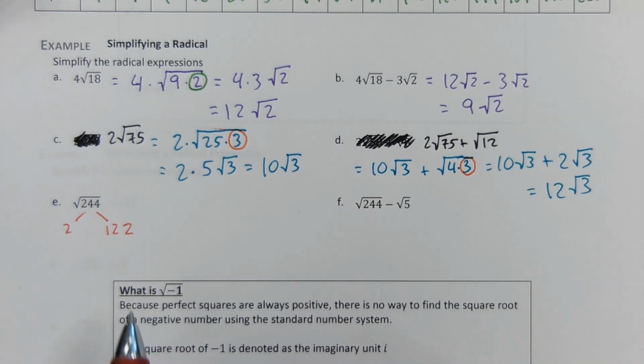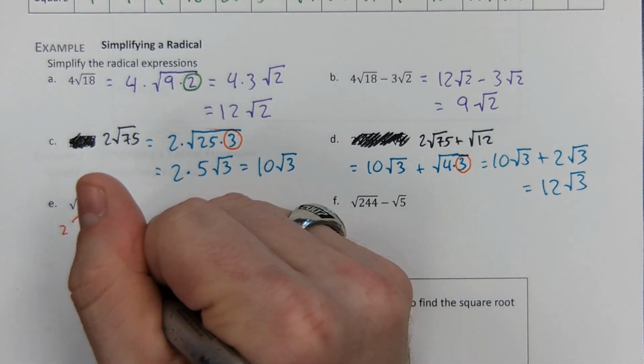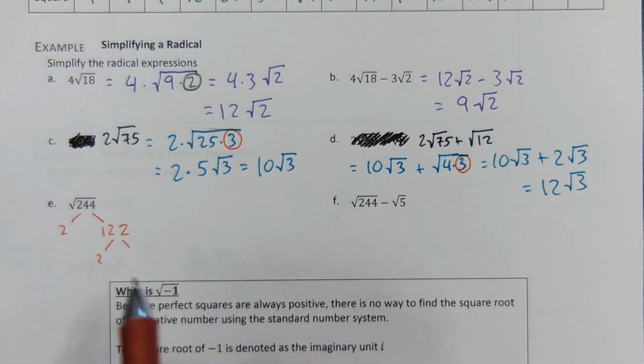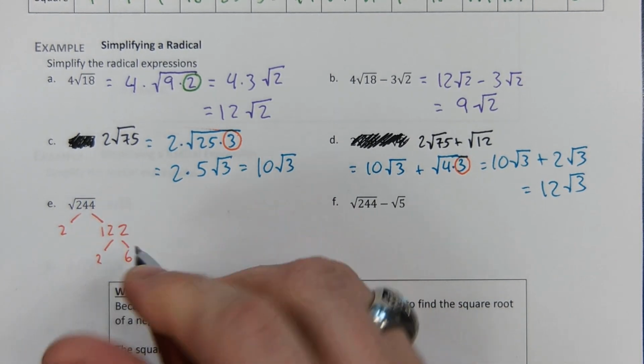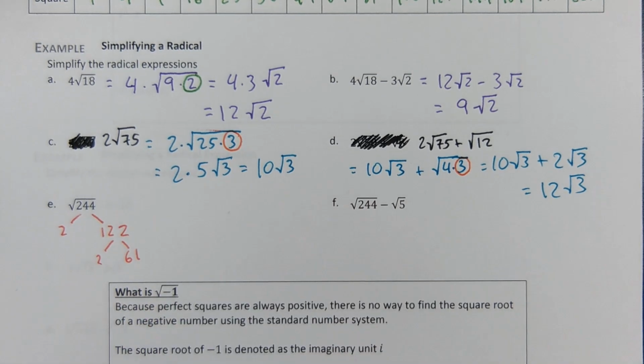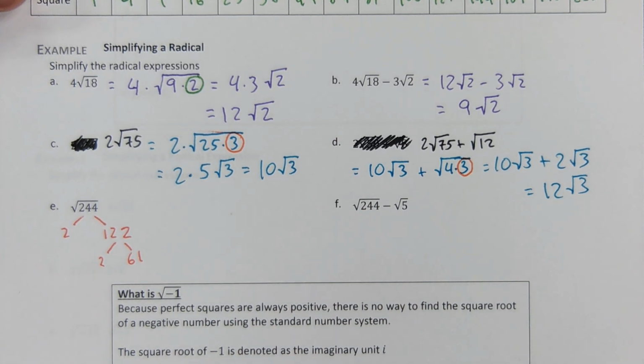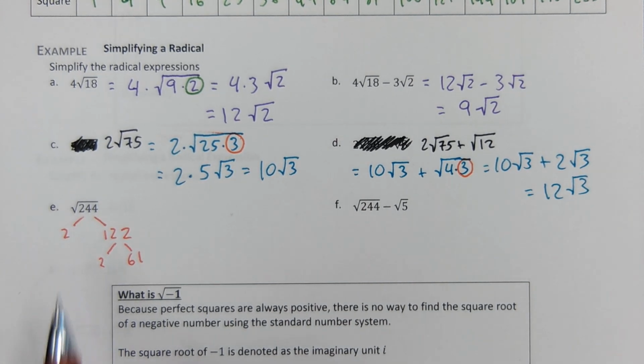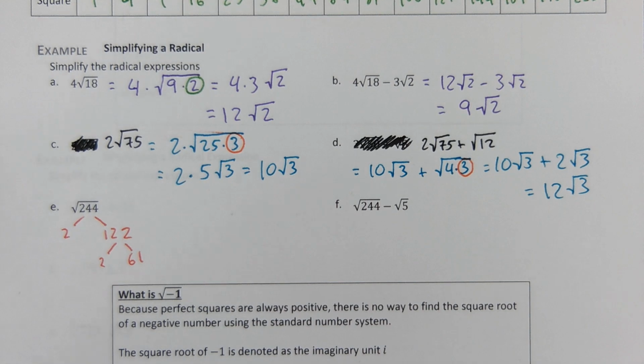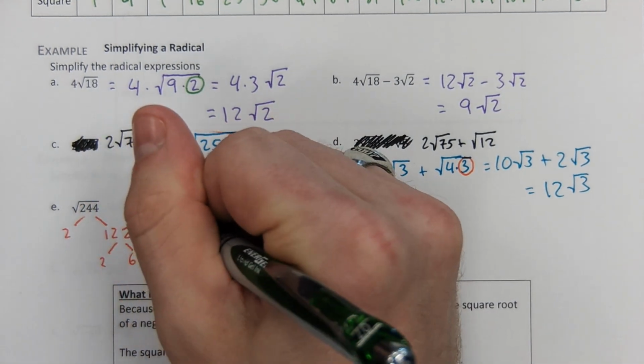Keep that up. This number is even. I can divide it by 2 again. 2 goes into 12 6 times. 2 goes into 1 1 time. And nothing goes into 61 except for 1 and 61. So these 3 numbers are the prime factorization of the number 244. That means I could have written it like this.